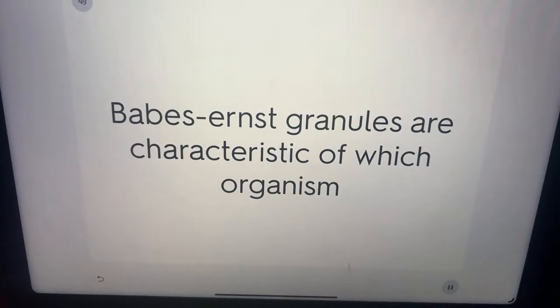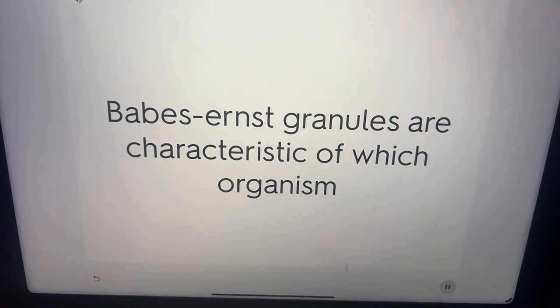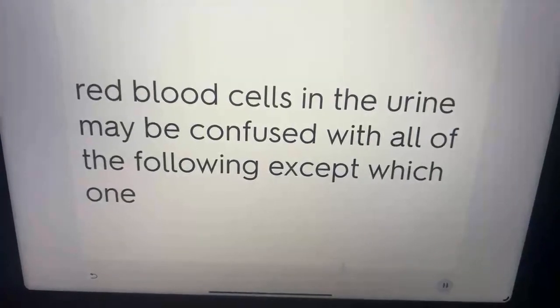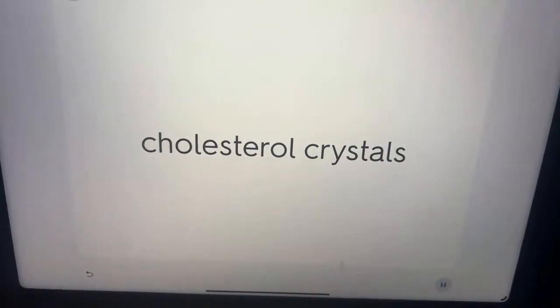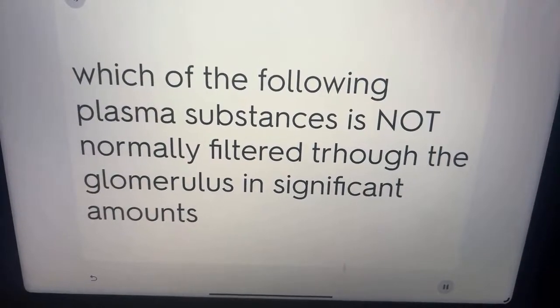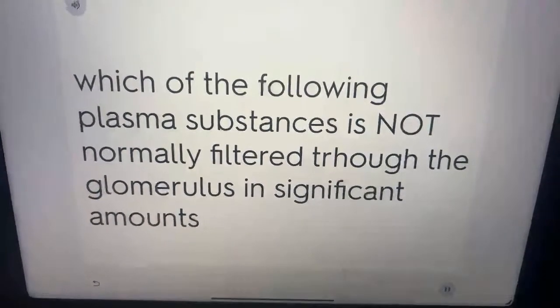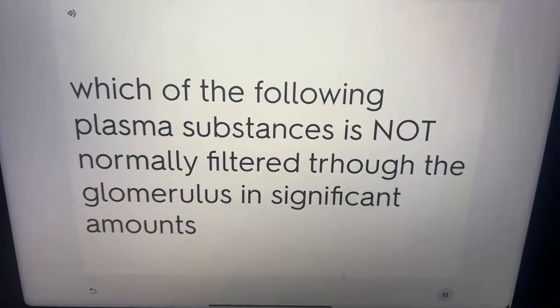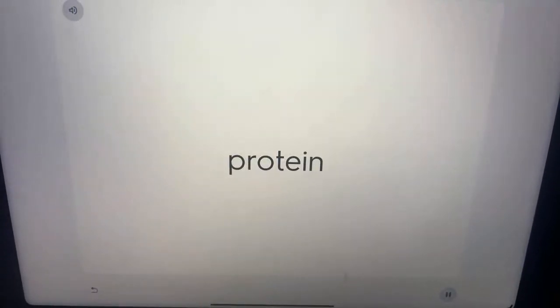Babes-Ernst granules are characteristic of which organism? Except which one? Cholesterol crystals. Which of the following plasma substances is not normally filtered through the glomerulus in significant amounts? Protein.